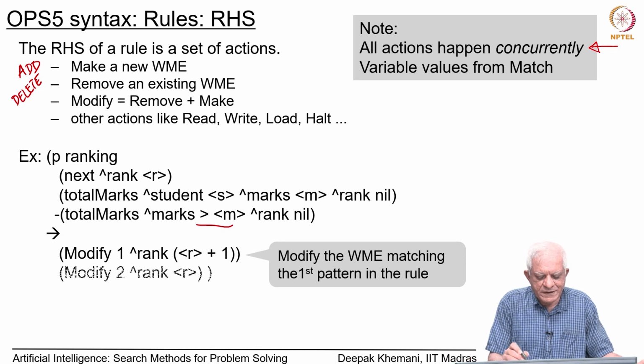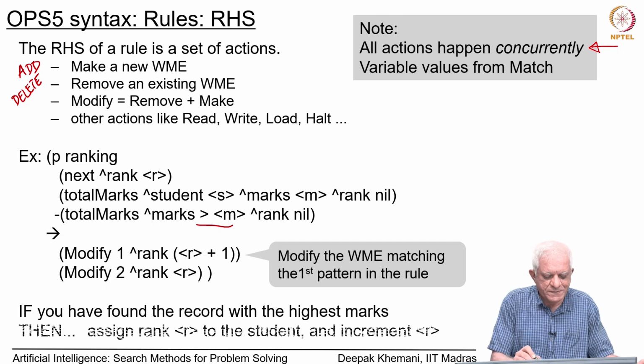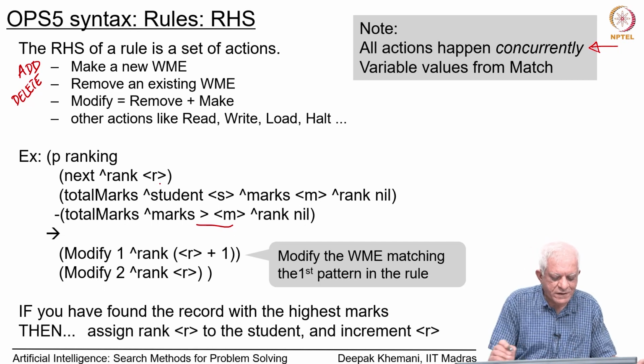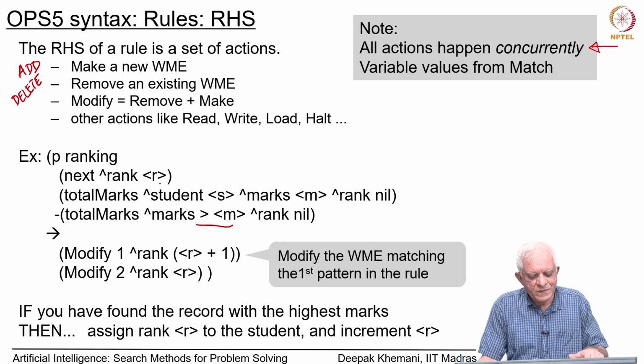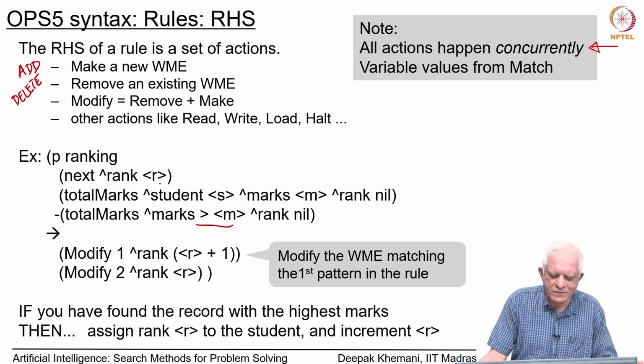Modify the working memory element matching the first pattern in the rule. What is the first pattern? It says next rank is R. What are we modifying it to? We are saying make it R plus 1. If the next rank was 3, then the next student will get 4, and after that the next student will get 5, and so on. So, here we are basically incrementing that value R.